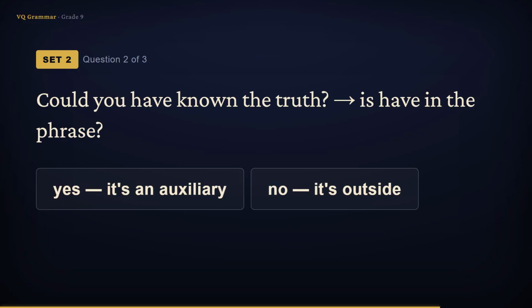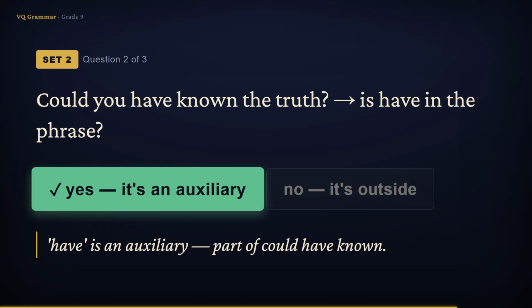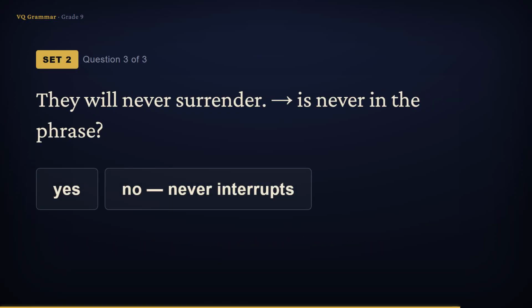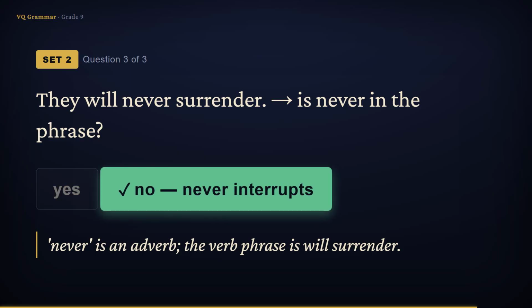Could you have known the truth? Is the word have part of the verb phrase? Yes, have is one of our auxiliary verbs, a form of have, and it joins could and the main verb, known. The full phrase is could have known, so the answer is yes, it's an auxiliary. They will never surrender. Is the word never part of the verb phrase? The verb phrase is will surrender, the auxiliary will plus the main verb surrender. Never is an adverb wedged between them, so it stays out. The answer is no, never interrupts.